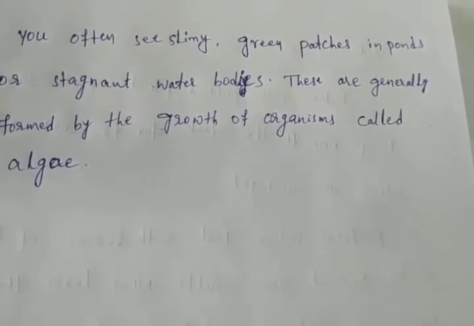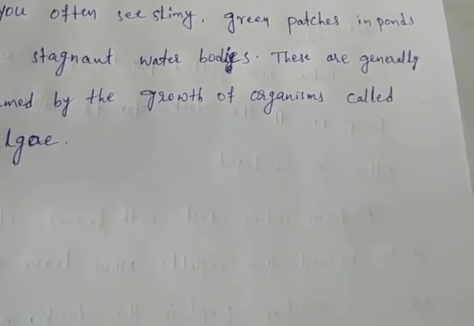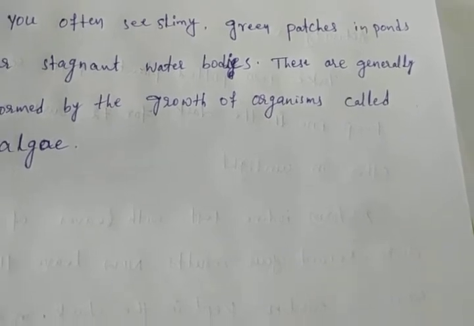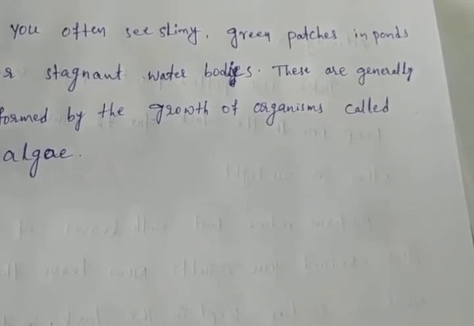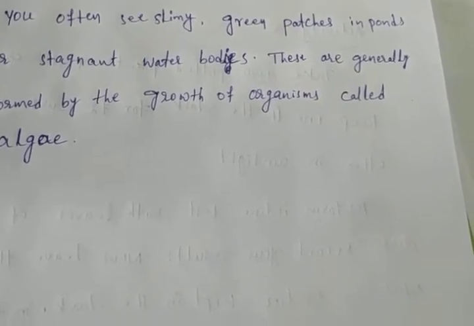Can you guess why algae are green in color? They contain chlorophyll, which gives them the green color. Algae can also prepare their own food by photosynthesis.